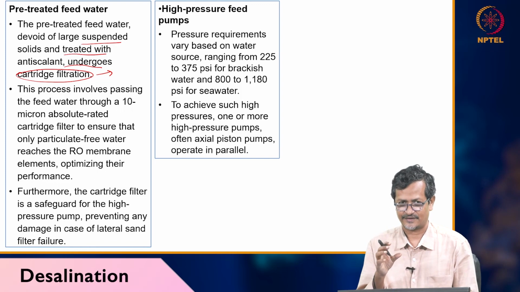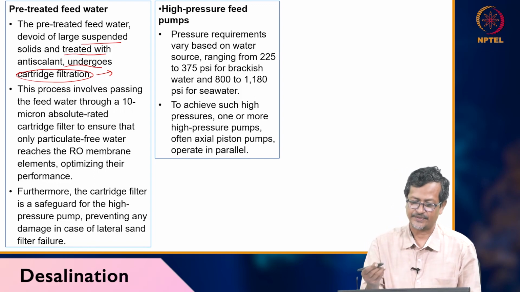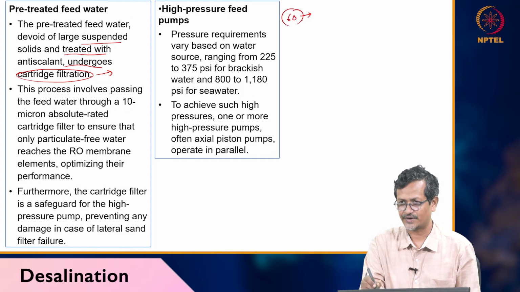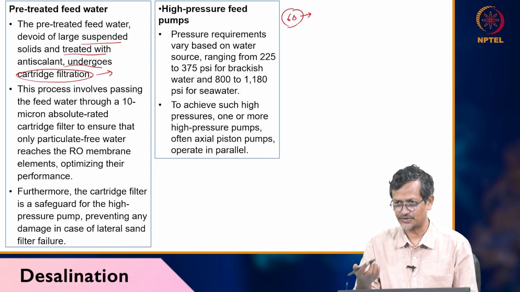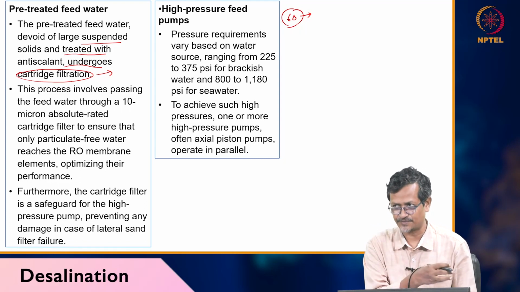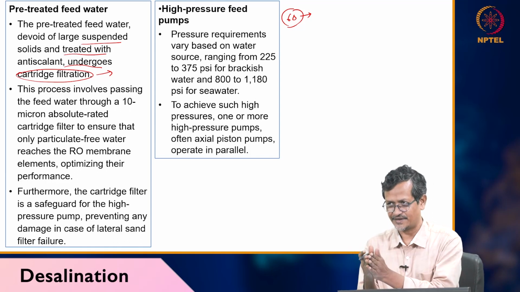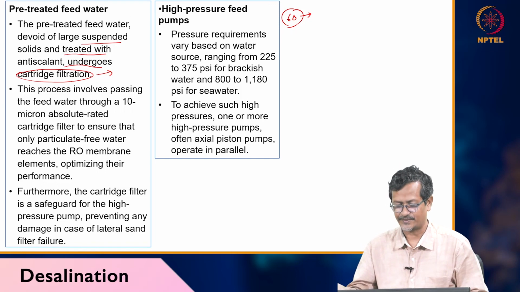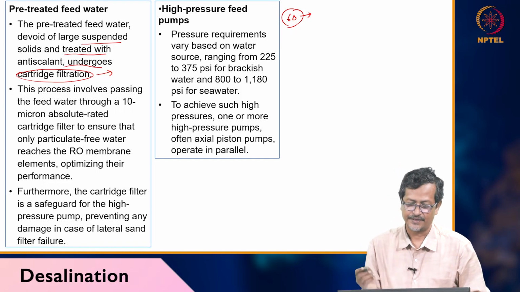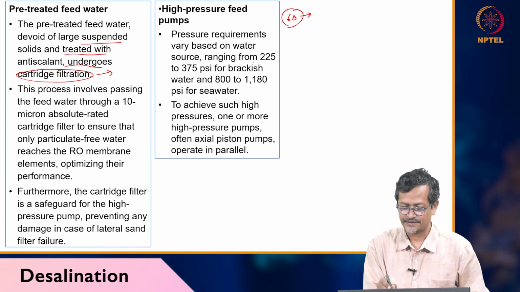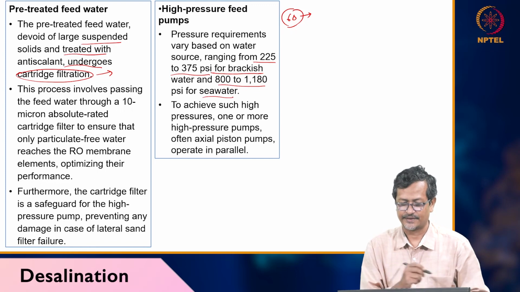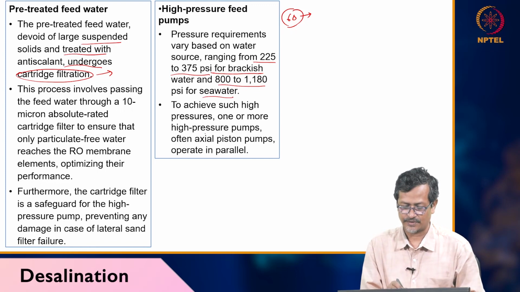Pump is the main part of your system. A pump will be giving pressure about 60 bar for seawater desalination, but for other water desalination pressure requirement will be lower. Higher pressure means higher energy consumption. So 35,000 ppm water you are taking and 60 bar pressure you are creating, then you are getting pure water or potable water. Here they are saying 225 to 375 psi pressure is required for brackish water, 800 to 1180 psi for seawater.